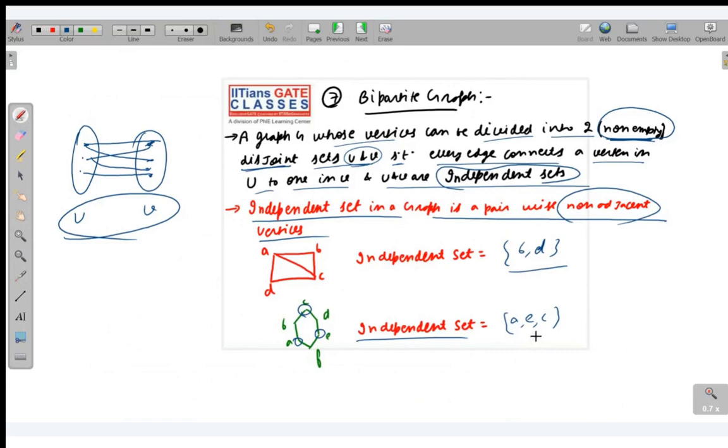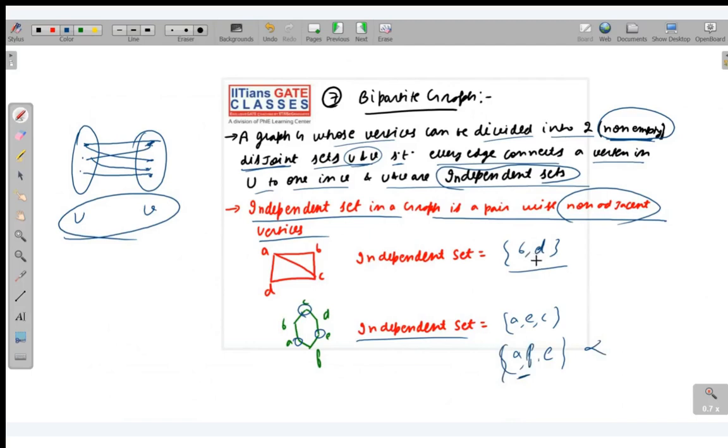Can we say AF? No, sir, because we have an edge between them. If you say A, F and E, no, because A and F have an edge. Yes, okay. So what exactly is bipartite?